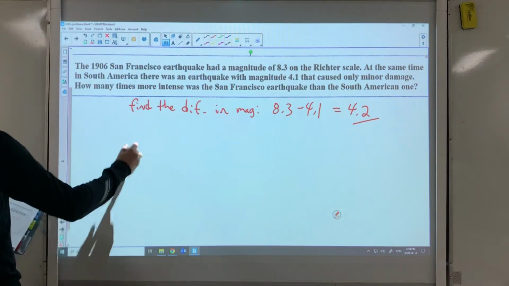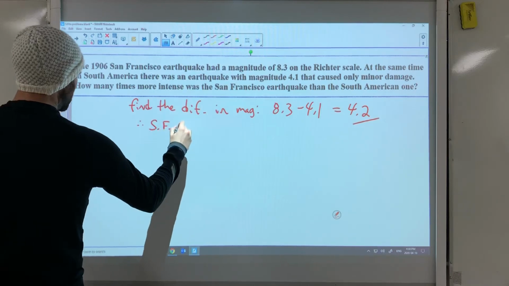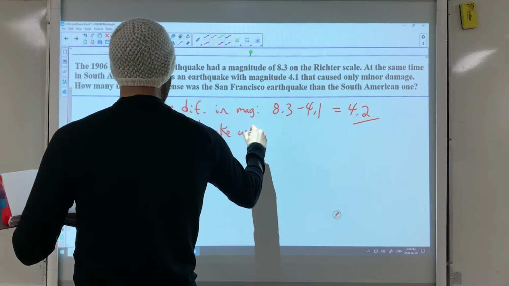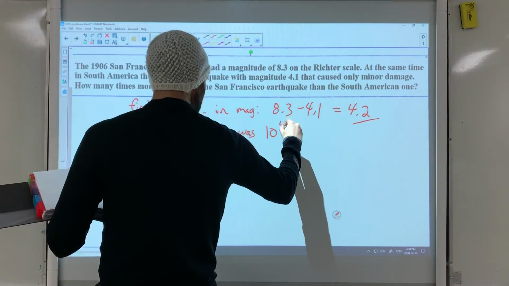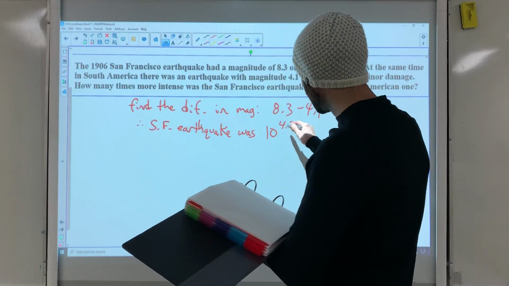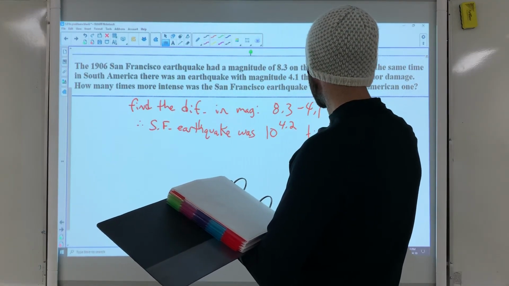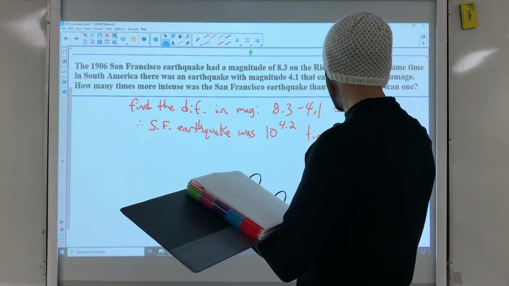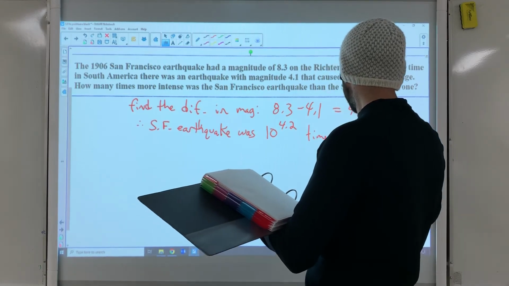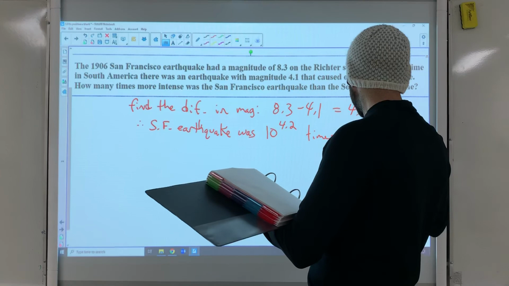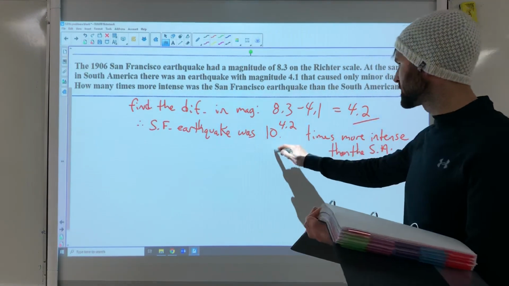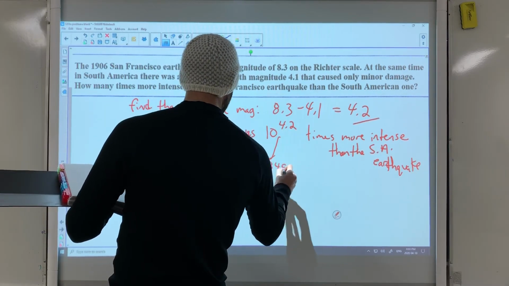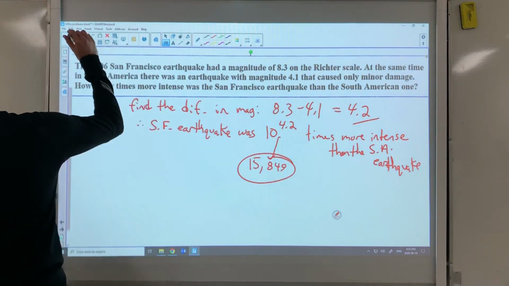So what does that mean? Well, therefore, the San Francisco earthquake was, now remember, this is a log scale, so you go 10 raised to the power of the magnitude difference. It was 10 to the power of 4.2 times more intense than the South American earthquake. All right, and if you want to type this in on your calculator, just to give you an idea, you get 15,849. So it was almost 16,000 times more intense.